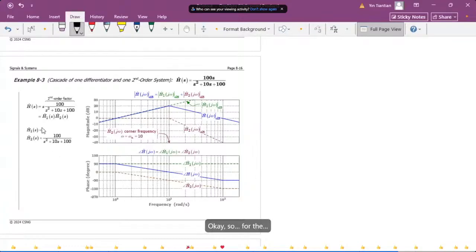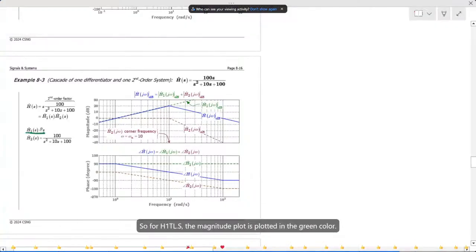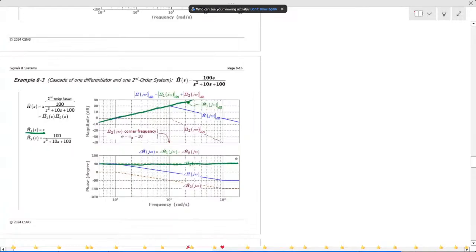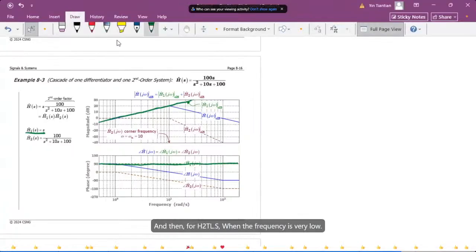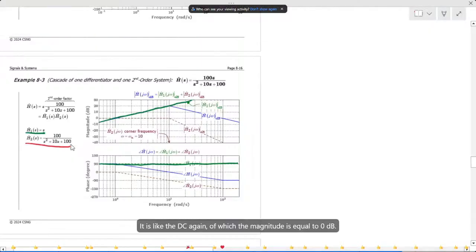Okay, so for the differentiator, the slope of the magnitude plot will be equal to plus 20 dB per decade. So I'm going to use the green color here. For H1 tilde s, the magnitude plot is plotted in the green color, which is shown here. And the phase of it is always equal to 90 degrees, which is also plotted using the green color here. And then for H2 tilde s, when the frequency is very low, it is like the DC gain, of which the magnitude is equal to 0 dB.